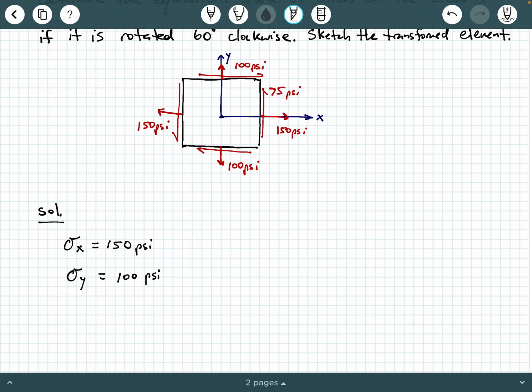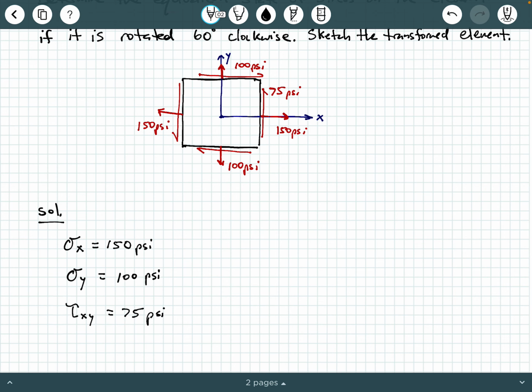And if you watched the previous video where we talked about the sign convention, what the sign convention says is that if the shear stress on the top horizontal plane is pointing in the positive x direction, or you can think of it as the shear stress on the right vertical plane is pointing in the positive y direction, then that is a positive shear stress. So we're going to say tau xy is 75 psi.